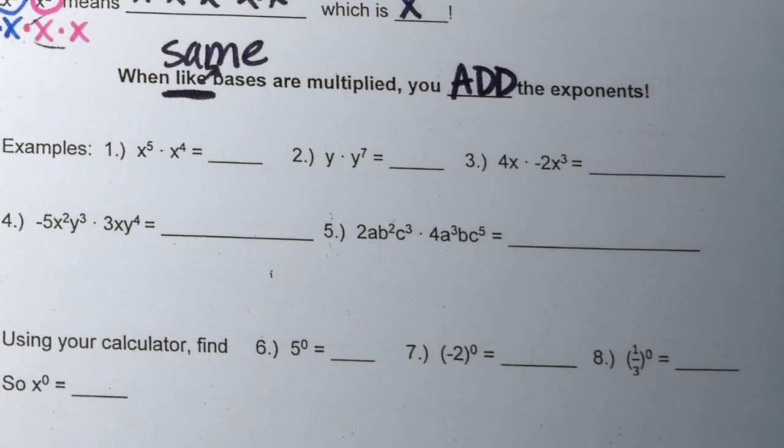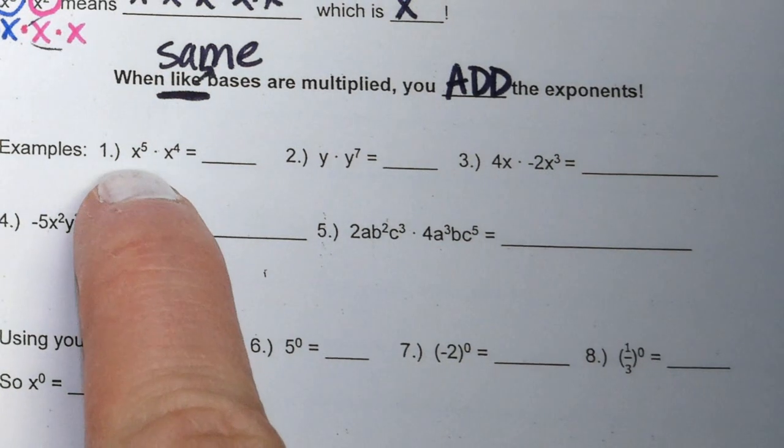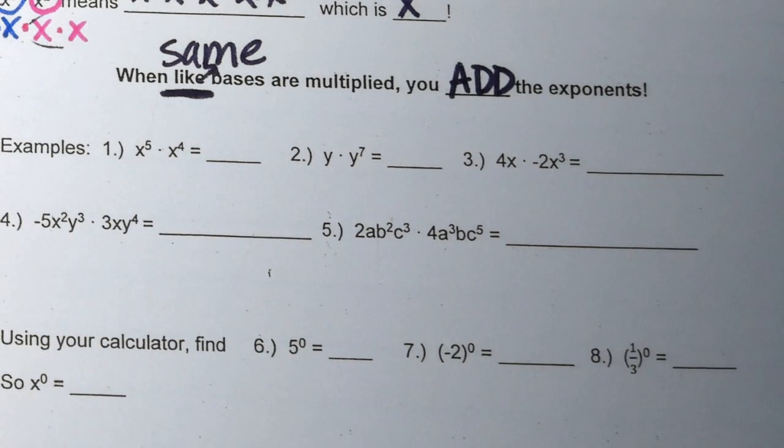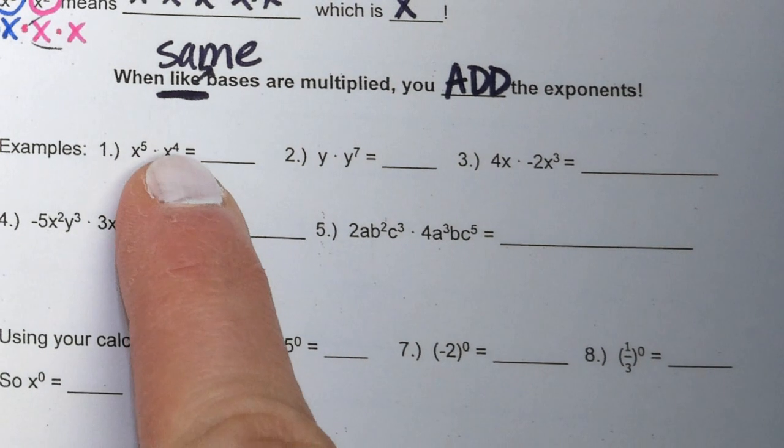So let's look at an example here. X to the fifth times x to the fourth. Okay? What are we going to do there? The bases are the same. We have 2 x's. So we are going to add the exponents. What's 5 plus 4?